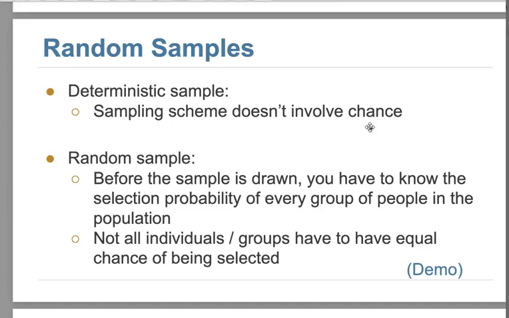That's why for data science, when we want to analyze data, we want the random sample. So what is a random sample? Before the sample is drawn, you have to know the selection probability of every group of people in the population. Not every individual or group has to have an equal chance of being selected. What does that mean? That means you need to know your population well.